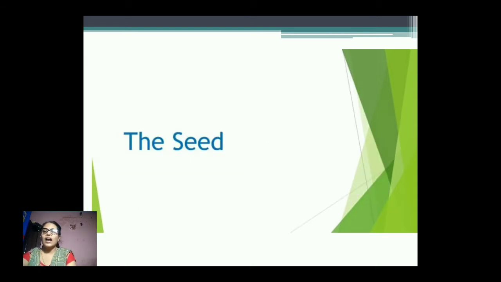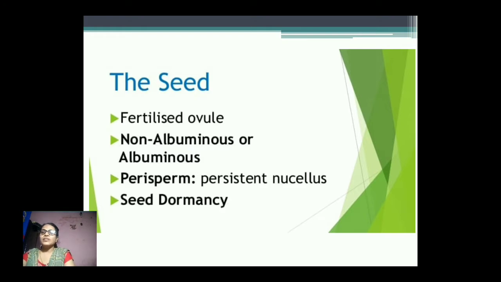Then the seed. How is a seed developed? The seed is developed from the fertilized ovule with the zygote. It is of two types, non-albuminous and albuminous seed. A non-albuminous seed, also known as a non-endospermic seed, consumes the total endosperm during its growth. When an albuminous seed is present, it is also known as an endospermic seed, and it retains its endosperm when it grows with the embryo.